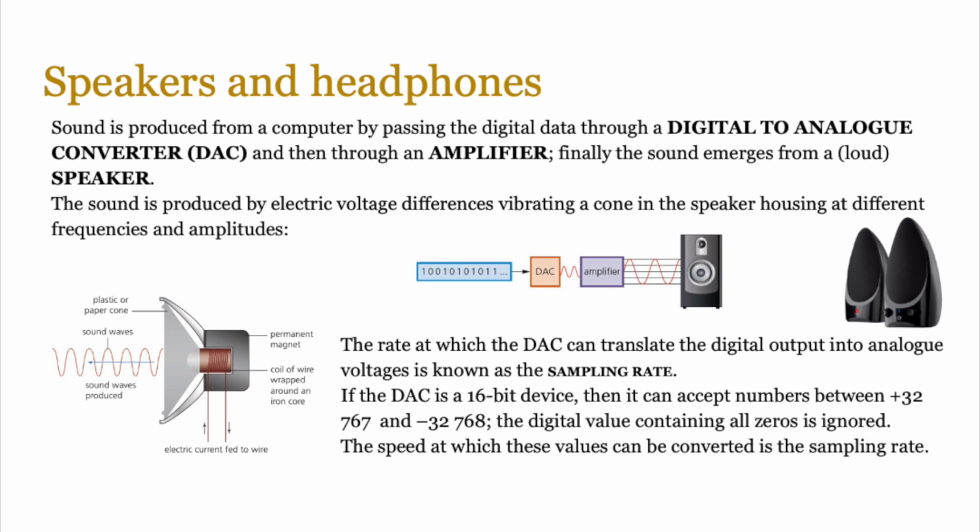So the microprocessor generates a digital signal, which needs to be converted into an analog current. This current then passes over a coil, which moves a magnet, which then ends up vibrating a cone at different frequencies and amplitudes, which generates the sound that you hear. The rate at which the DAC can translate the digital output into analog voltage is known as the sampling rate. Hopefully you remember that from Unit 1.